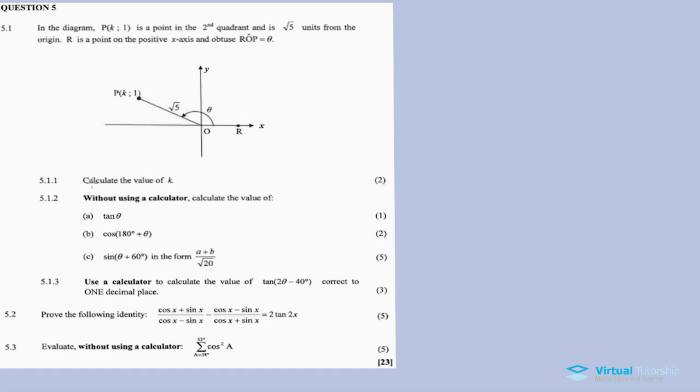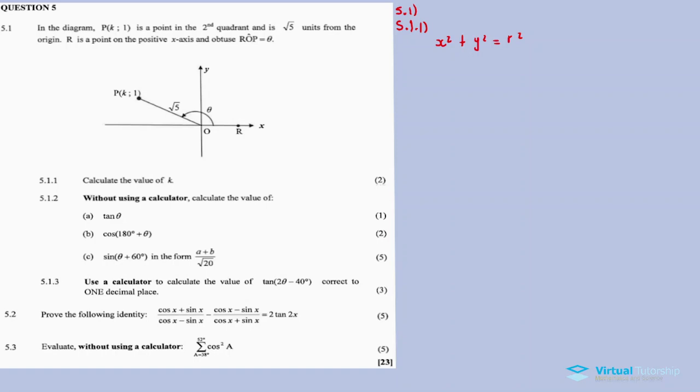Now 5.1.1 is to calculate the value of K. K is the x coordinate for P. So we use the theorem of Pythagoras to calculate it. For 5.1.1, x squared plus y squared is equal to r squared. This is the theorem of Pythagoras. For any point on the Cartesian plane, the x coordinate squared plus the y coordinate squared is equal to the radius squared.